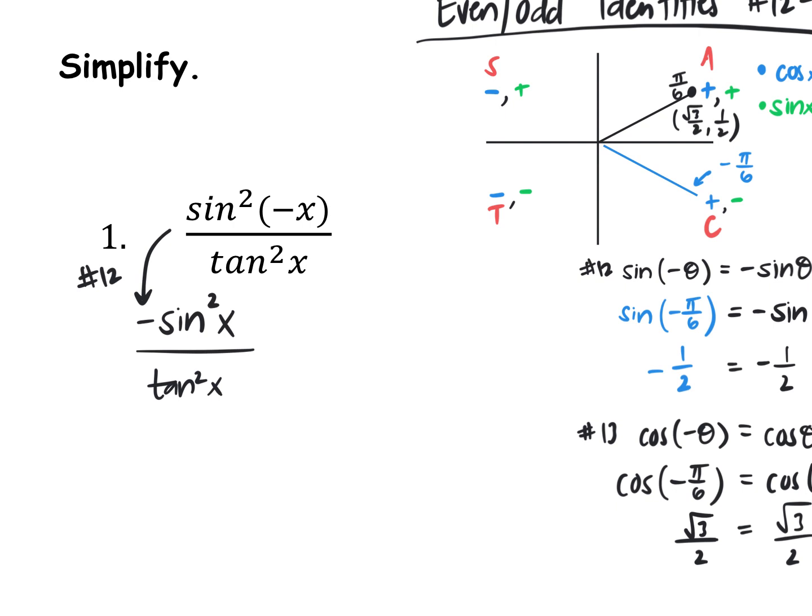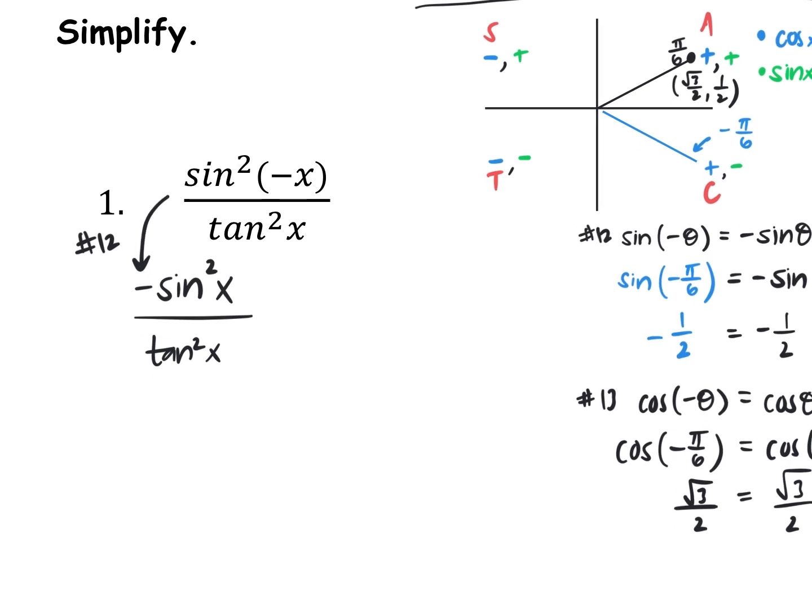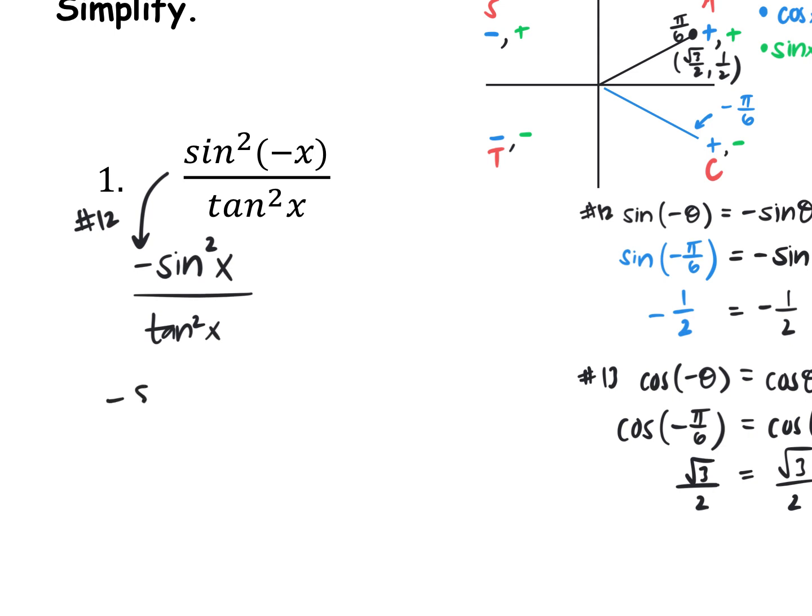Okay, so let's go ahead and rewrite tangent in terms of sine and cosine, so that way I can simplify this a little bit further. So I've got negative sine squared of x, and I think it might help a lot of you if you wrote it like this, dividing by, and then tangent squared of x is technically sine squared over cosine squared, right? We okay with how I rewrote that?